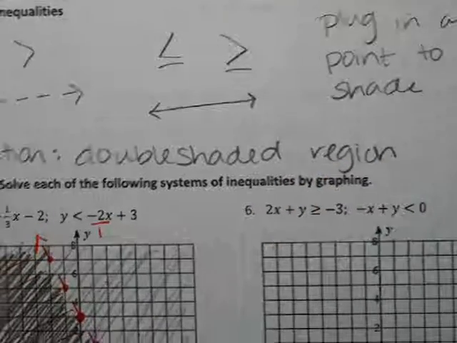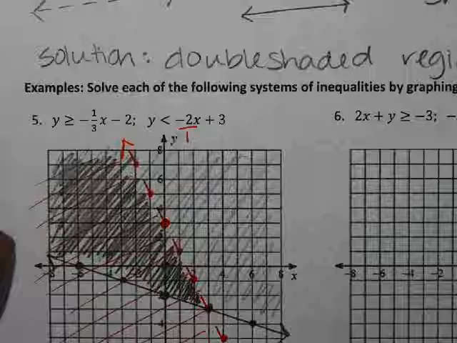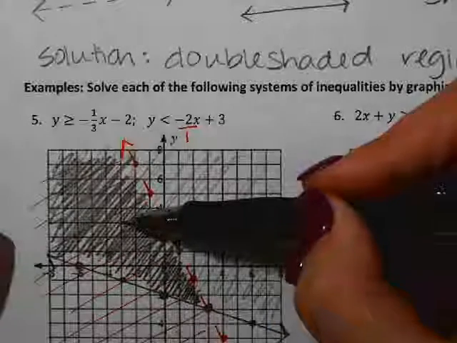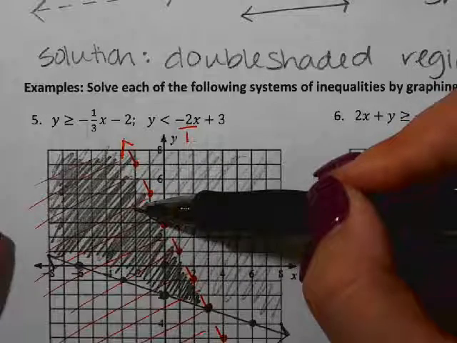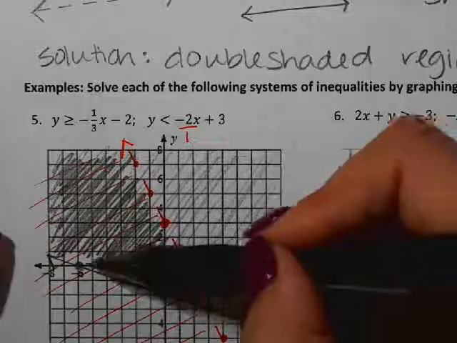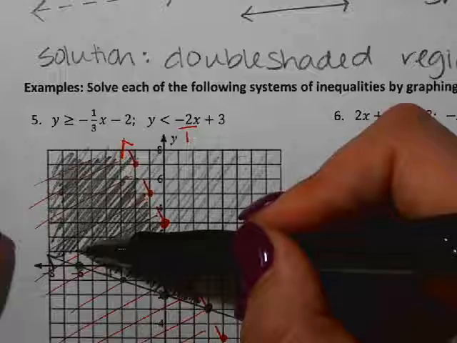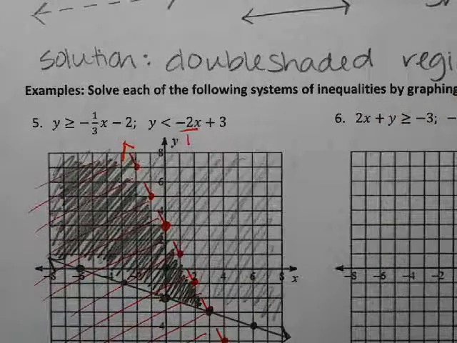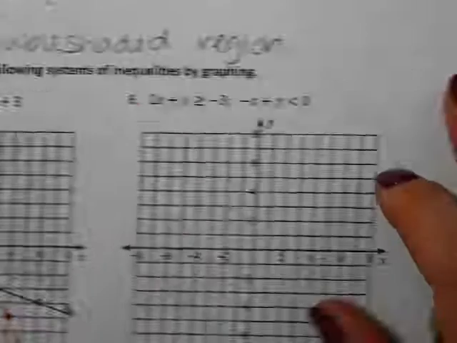So if someone wanted to know a solution that would work for the system, then you would pick a point right here. You could say -3, 3, or you could say -2, 4, or -6, 1. All of those points would work, anything in that dark region right there. Okay, and then last problem.